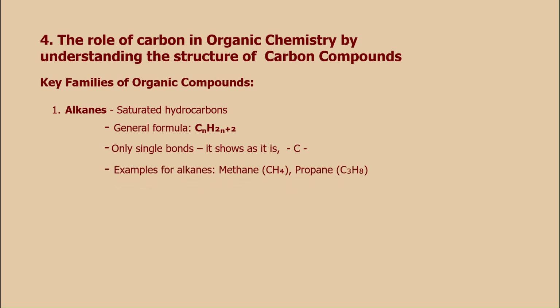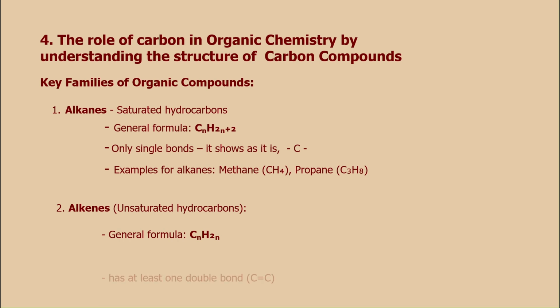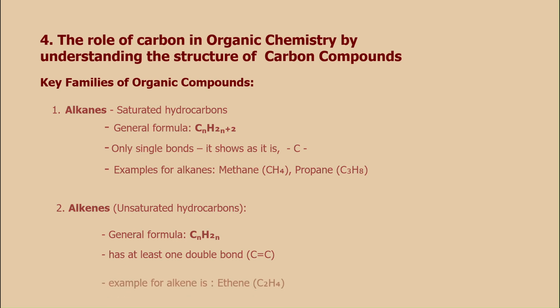Examples of alkanes are methane, ethane, propane, butane, etc. The second one, alkenes, unsaturated hydrocarbons. General formula for this is CnH2n. It contains at least one double bond, as shown here. An example of an alkene is ethene, C2H4.